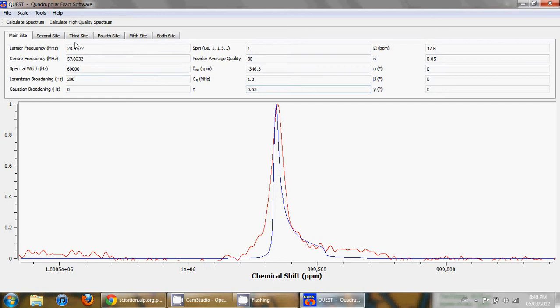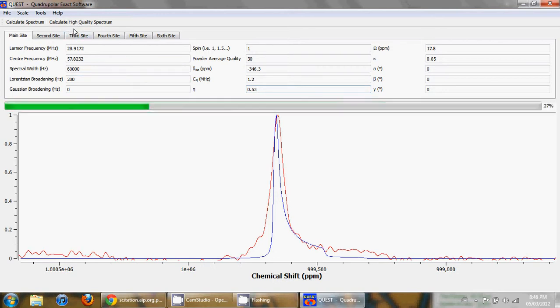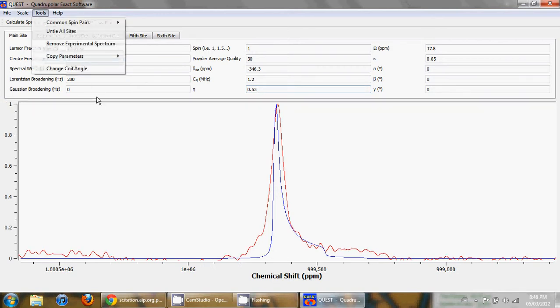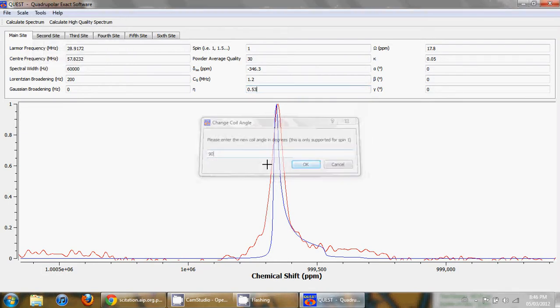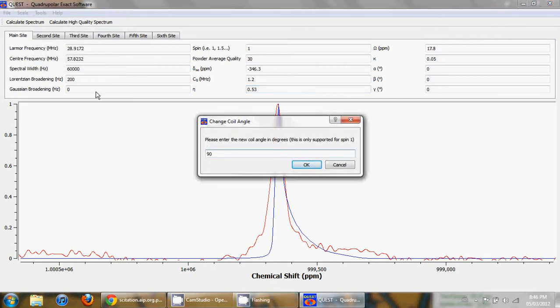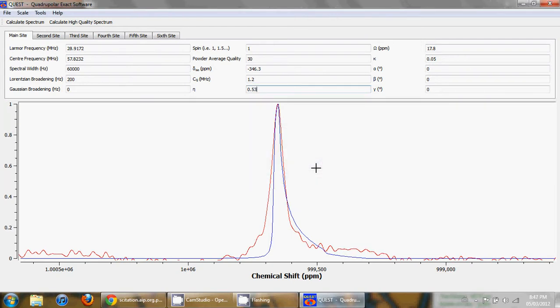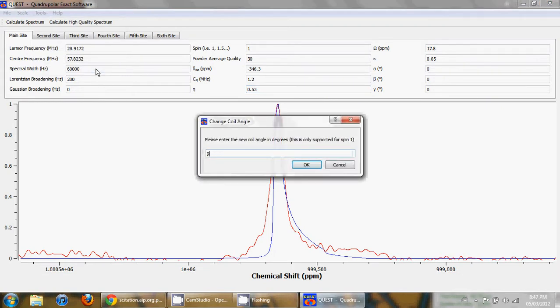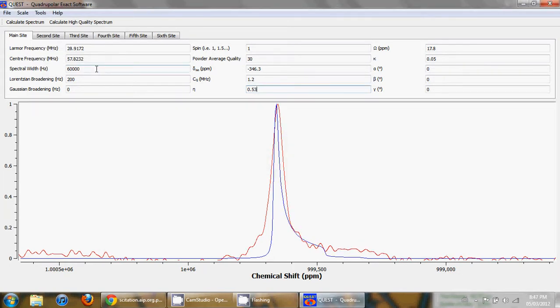And so you can see that I have acquired this spectrum in a coil perpendicular to the magnetic field, so this is the line shape that I have. Although if I acquired it in a magic angle spinning probe, for example, the line shape would have looked, well, actually quite similar. But the line shape changes somewhat as you change the coil angle.